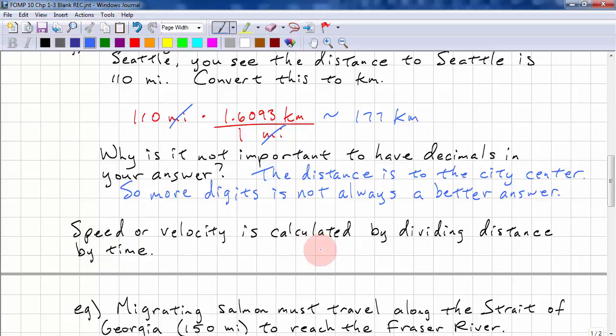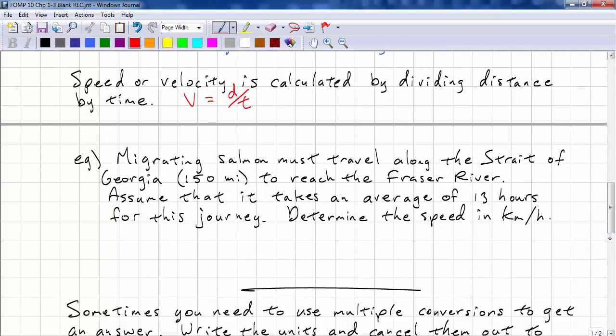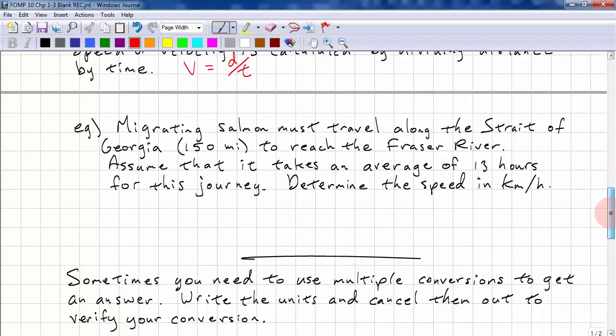Okay, speed or velocity is calculated by dividing distance by time. So v is equal to distance divided by time. Let's look at a problem. Migrating salmon must travel along the Strait of Georgia, and that's 150 miles, to reach the Fraser River. Assume that it takes an average of 13 hours for this journey. Determine the speed in kilometers per hour.